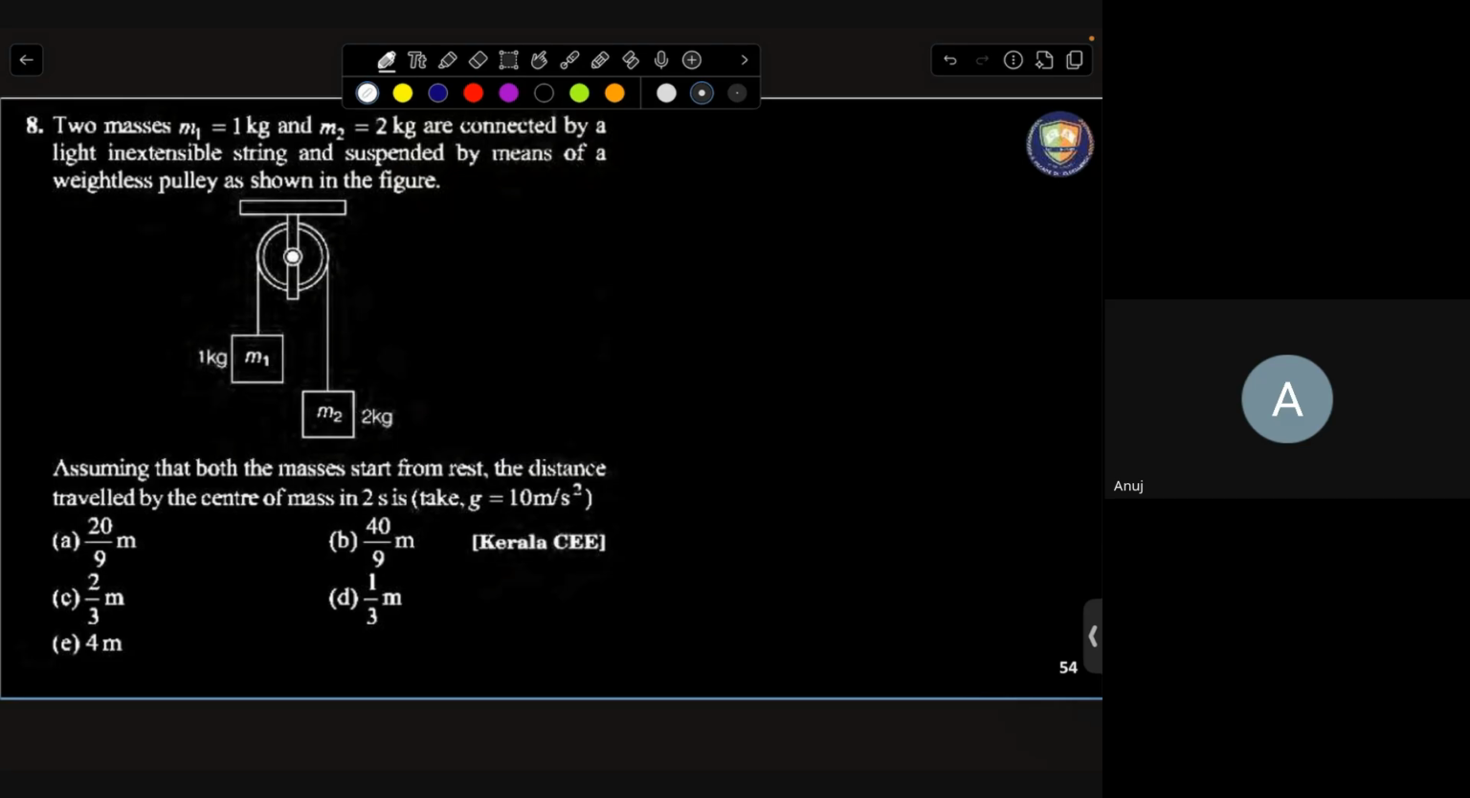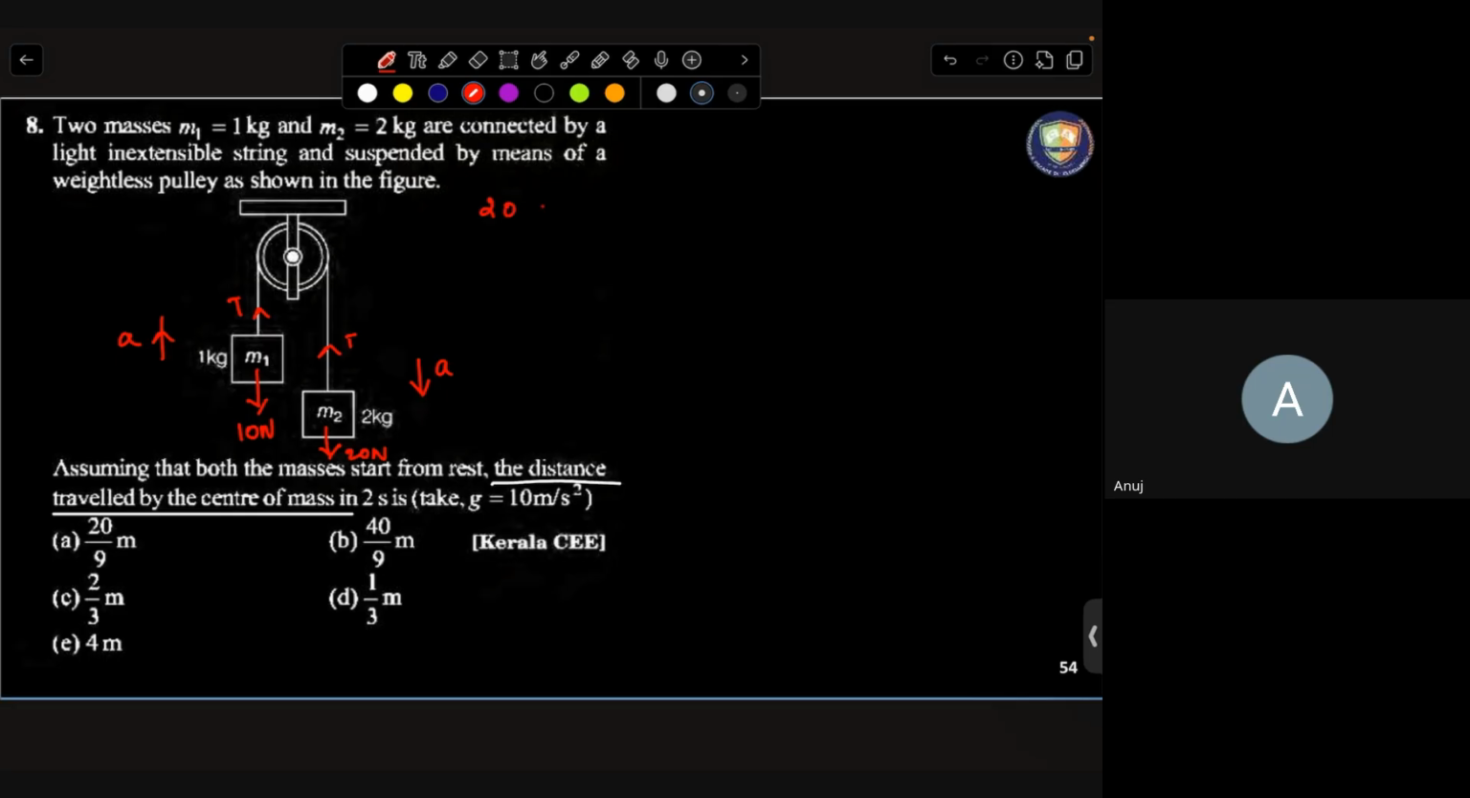Okay, anyone getting the answer? A. Yeah, A is the correct answer. They are asking the distance traveled by the center of mass in 2 seconds. Okay, let's see the solution first. First of all, let's see the acceleration of the whole system. There will be one tension force downward, 20 Newton force, correct? And let's assume the whole system is going downward with acceleration A, so this has to be also A. This is 10 Newton force. This is the same tension force T.